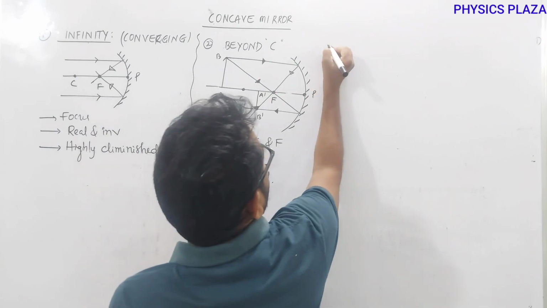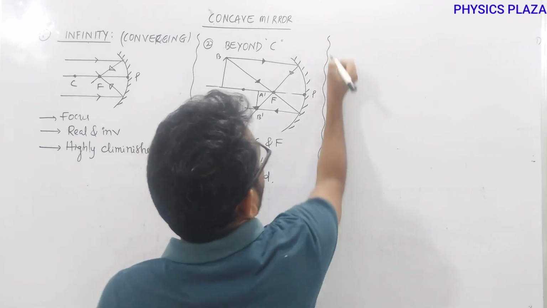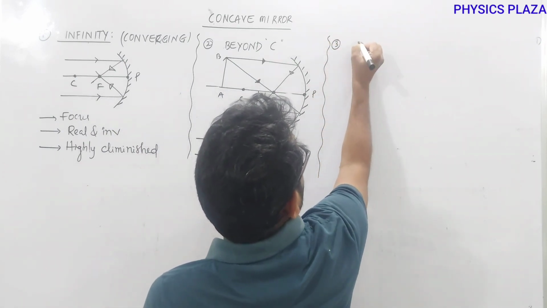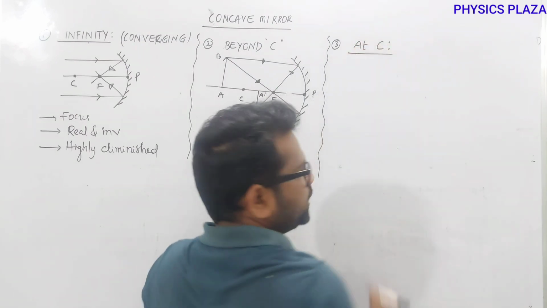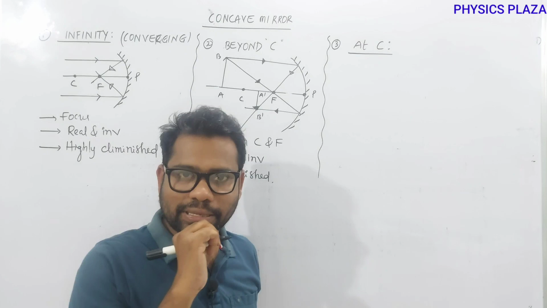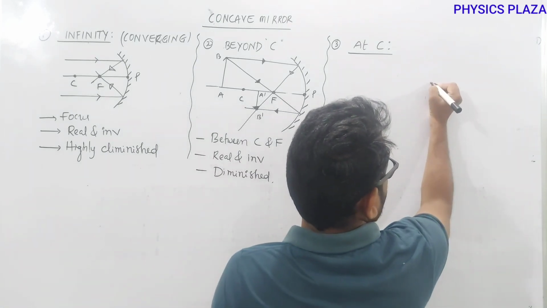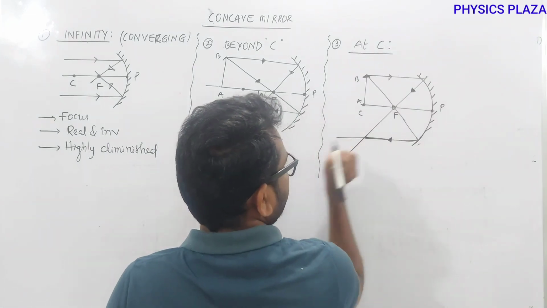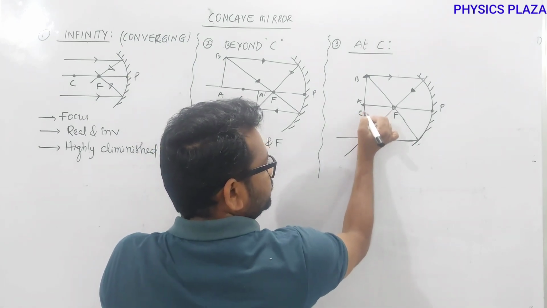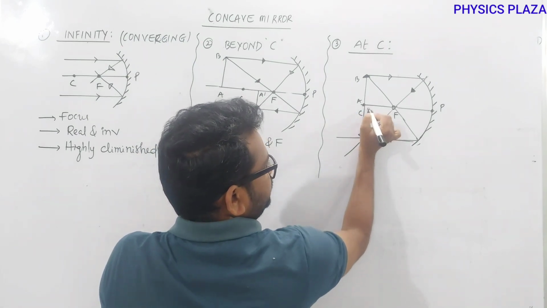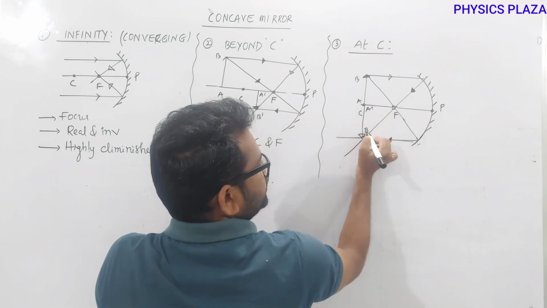Now children, let us see a third case, where the object is placed at C. Object is placed at C. So you should be careful with this case actually. So this will go like this. Now children, this is a point where the light rays are meeting. Look at here. So this is A dash and B dash.